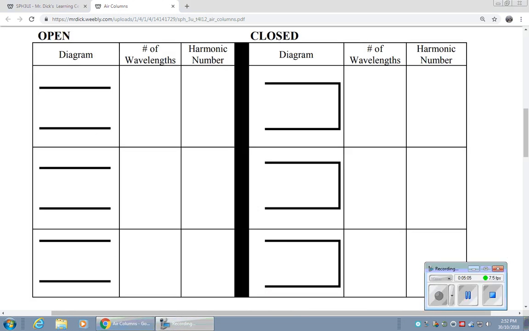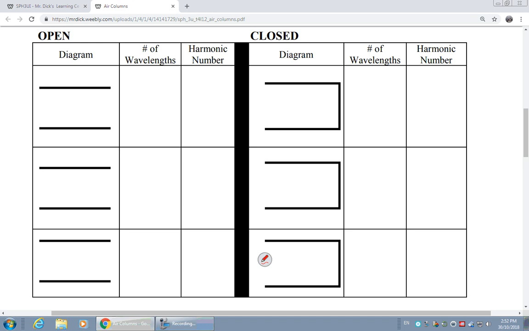So our goal in this chart is to try and draw as many different kinds of standing wave patterns that could fit into a certain length of tubing. And for starters, we're going to try and start with the most simple form of wave that we could create. So on the open side of our chart, we know that for an open end now, it needs to start and end on crests or antinodes.